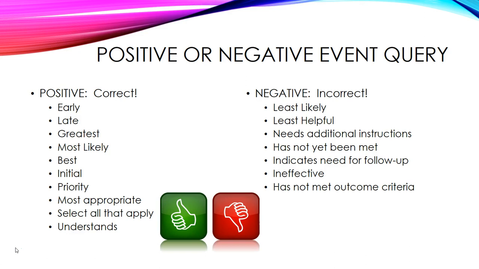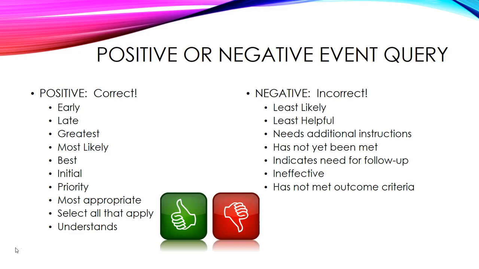So then you have positive or negative event queries under those strategic wording. Like I mentioned, what I mean by negative are ones that are causing you to look for that incorrect answer. So that need for additional teaching, need for additional follow-up. What would be ineffective? What would be least helpful? What would show that the patient has not met the parameters they need? Negative meaning you're looking for that incorrect answer.